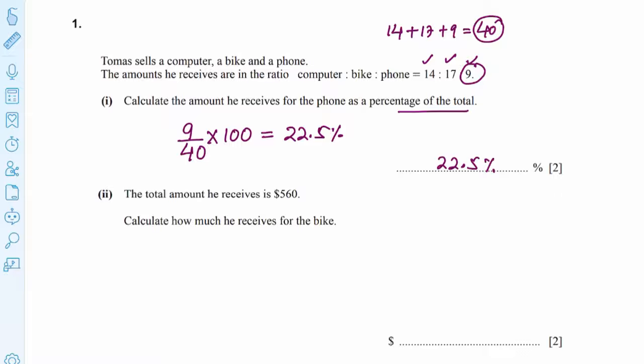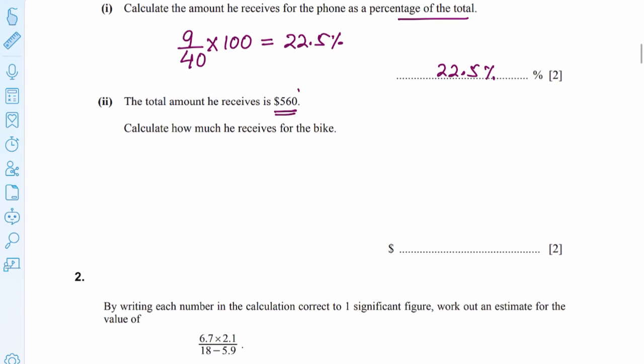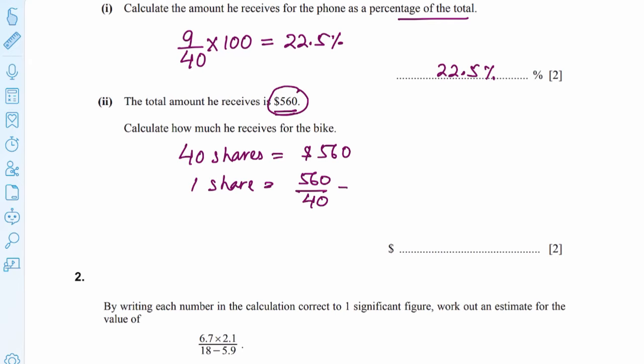Okay, next question. The total amount he receives is $560. So calculate how much he receives for the bike. Okay, so the total amount is $560. What does it mean? It means the 40 shares equal 560. So the value of one share equals 560 over 40, that equals $14, right?